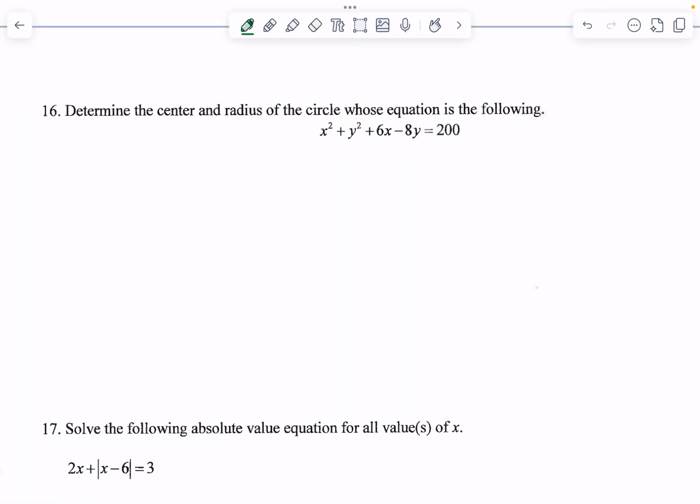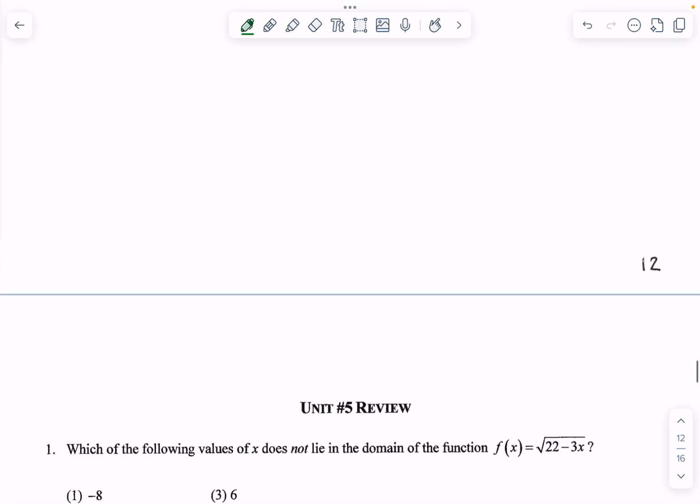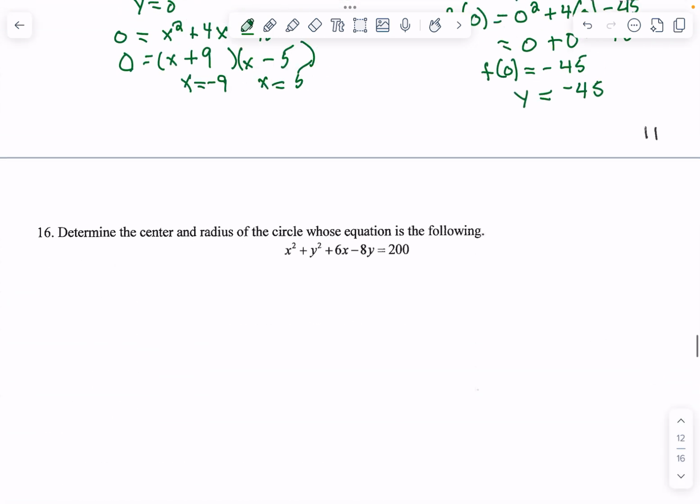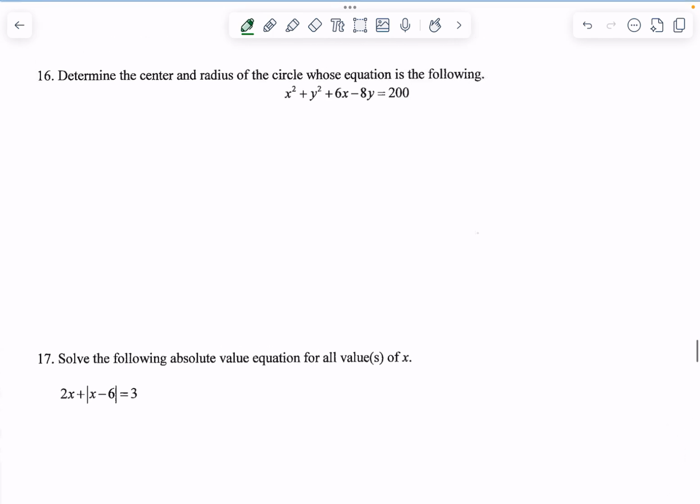All right, so we're going to keep going. This is pages 12 and 13 of the review. Determine the center and radius of a circle whose equation is the following. X squared plus y squared plus 6x minus 8y is equal to 200.